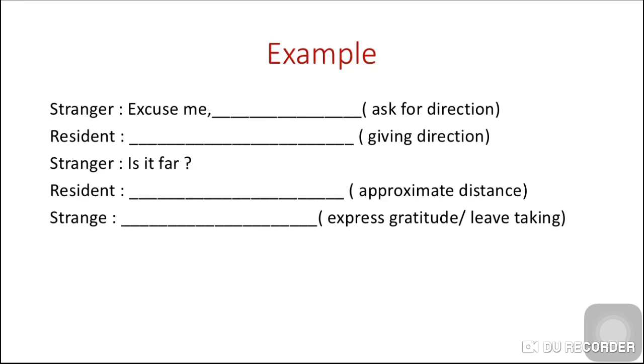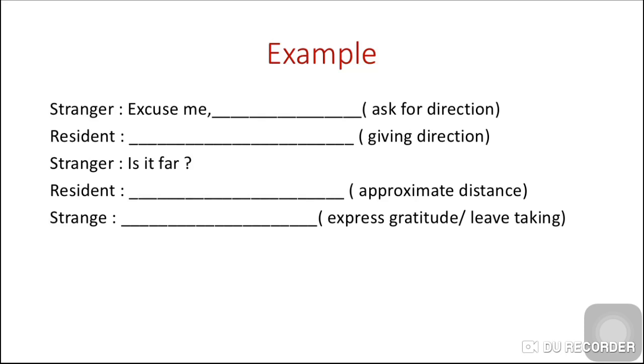In the first line, "Excuse me", there is a dash, and he is asking for a direction. He wants some address and he is asking the resident person for directions. In the second one, there is a total gap, and in the bracket there are guidelines giving the direction. That resident person should give the direction to the stranger. Again, the stranger asks, "Is it far?" He wants to go to a bus stop. He is asking for a direction to the bus stop.